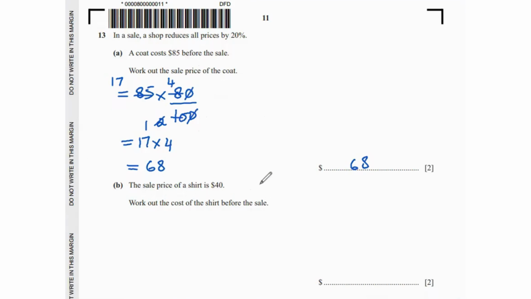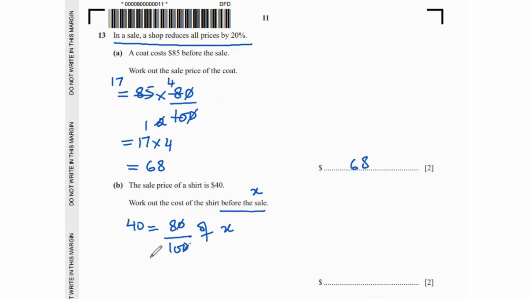When the sale price of a shirt is $40, work out the cost of the shirt before the sale. So that means 40 is 80% of X, X being the price before the sale. Why am I using 80%? Because the shop is reducing the price for all of the products by 20%. So whatever is the sale price, that is going to be 80% of the whole price.